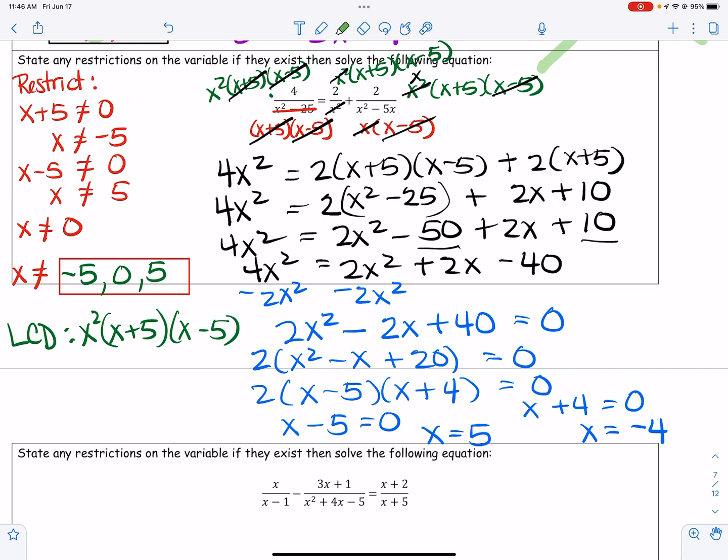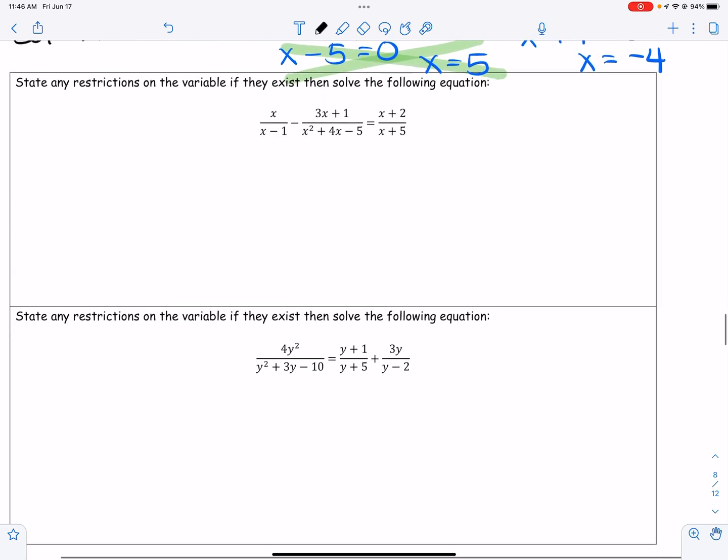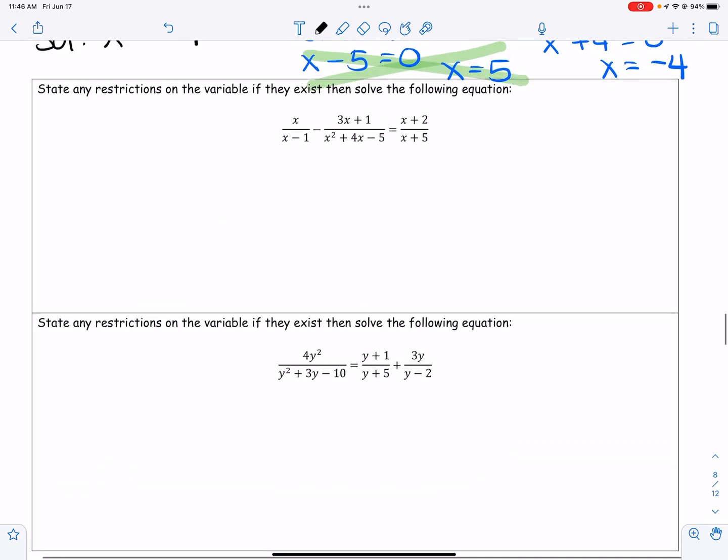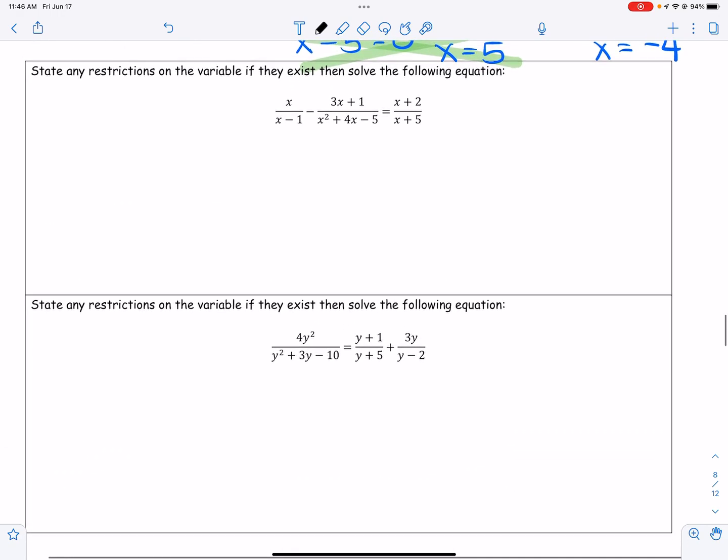But if I look, 5 was a restriction, so we have to toss that one out. So my only solution is going to be x is negative 4. All right, the last two problems of this section, a little bit intense with finding the LCD, but not too bad because you're going to have to factor it.